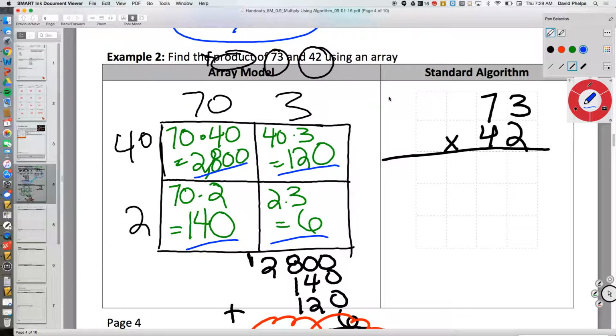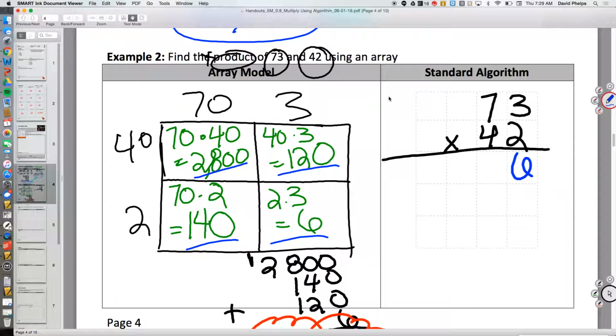All right, 7 times 3. I know that gives me 6. So now I move on to 7 times 2. 7 times 2 is 14. So I have nothing else to regroup, put a 14. Pause here for a moment.